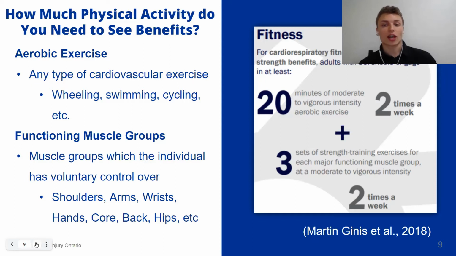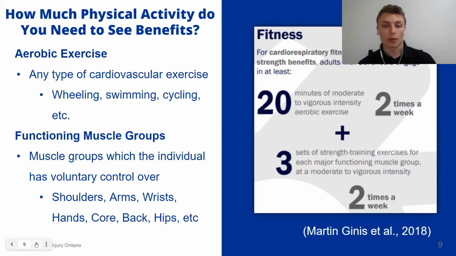So along with the aerobic exercise, the guideline also recommends one completes 3 sets of strength training exercises for each major functioning muscle group at a moderate to vigorous intensity. So a functioning muscle group refers to the muscle groups which the individual has voluntary control over. And it's important to understand that everyone is different and everyone has different functioning muscle groups. So some muscle groups include the shoulders, the arms, the wrists, the core, the back, the hips, and so on. So that is what you need in order to see your cardiorespiratory fitness and your muscle strength benefits.